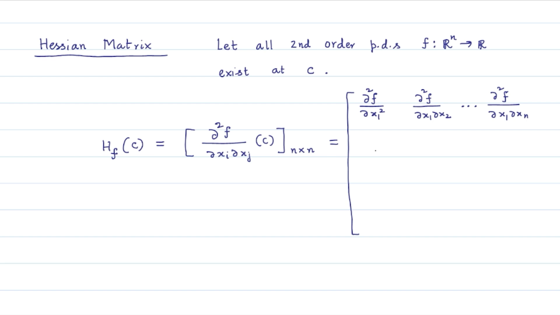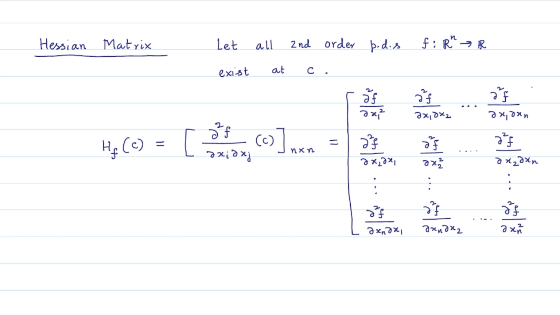These elements in the first row, these elements in the second row, and the nth row contains these elements, where all these second order partial derivatives are computed at the point x equal to C. This Hessian matrix is named after a German mathematician Ludwig Otto Hesse, who is possibly the developer of this matrix for a function of several variables.